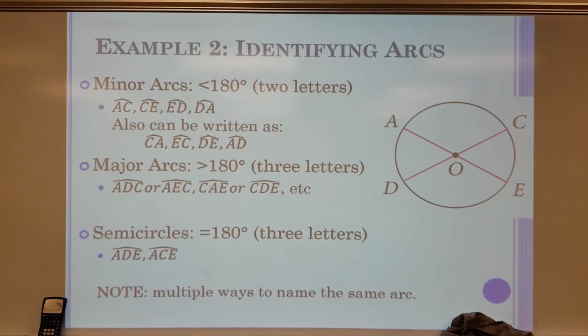There may be multiple ways to name the same arc. We've got to be okay with that. And just to make sure, just like there are multiple ways that we can name angles, sometimes there are multiple ways that we can name arcs. We just have to be cognizant of it, aware of it, and make sure that we're speaking the same language, even if we have different names for the same thing.